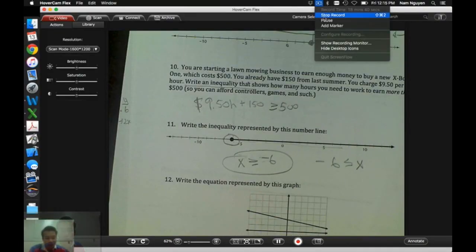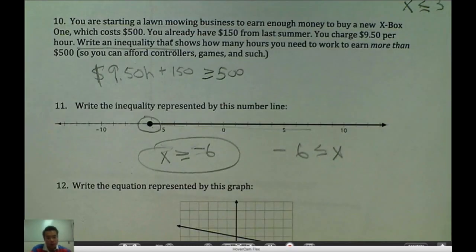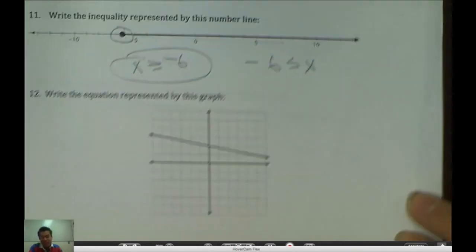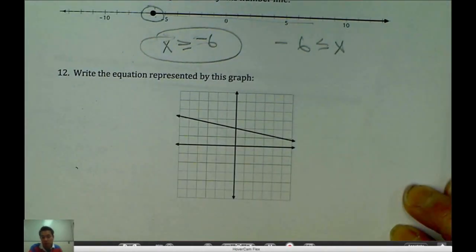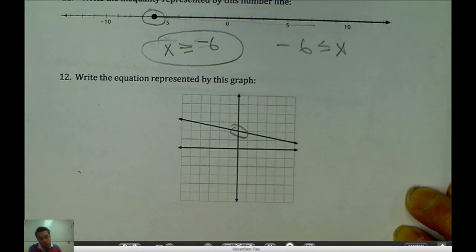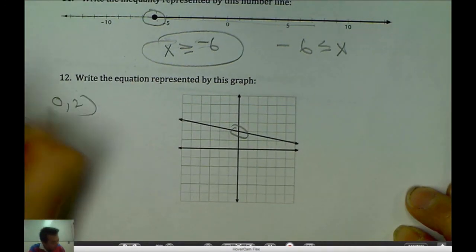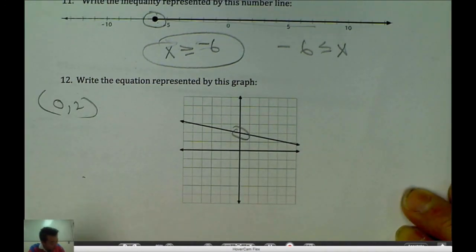Okay, so let's move on to the next one. It says write the equation represented by this graph. Okay. The easiest probably one would be slope-intercept form. If you wanted to, you guys can definitely do the standard form. So right there, that's the first thing I'm going to look for, and that's going to be 0, 2, and that's my y-intercept.